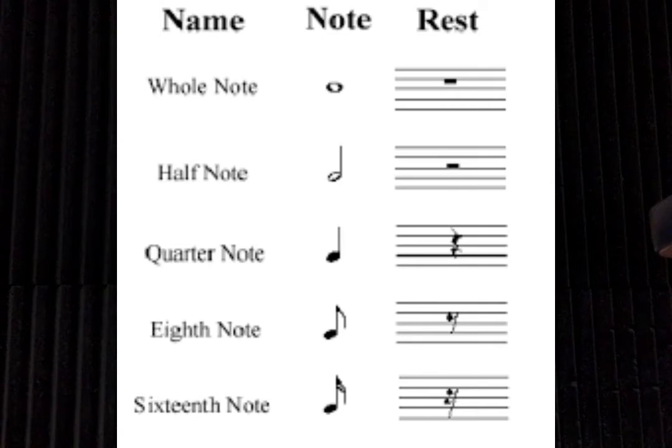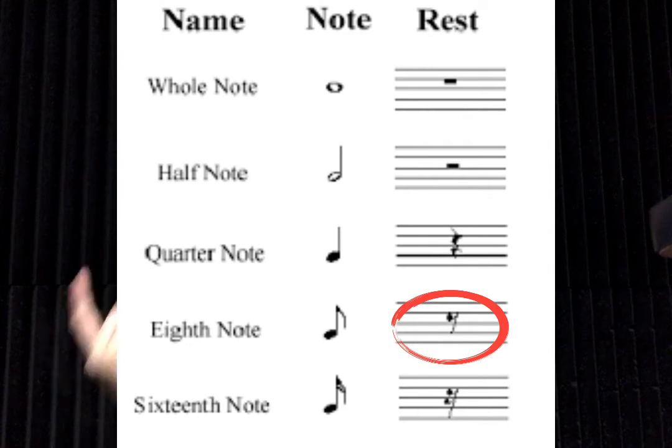And the last kind we're going to look at is an eighth note. An eighth note is half of a beat. You can see that it looks like a quarter note, but it has a little flag on the top. It is half of a beat, also known as a ti-ti. A quarter note is also known as a ta. When you were younger, you may have heard that. And the rest that goes with an eighth note looks like this.